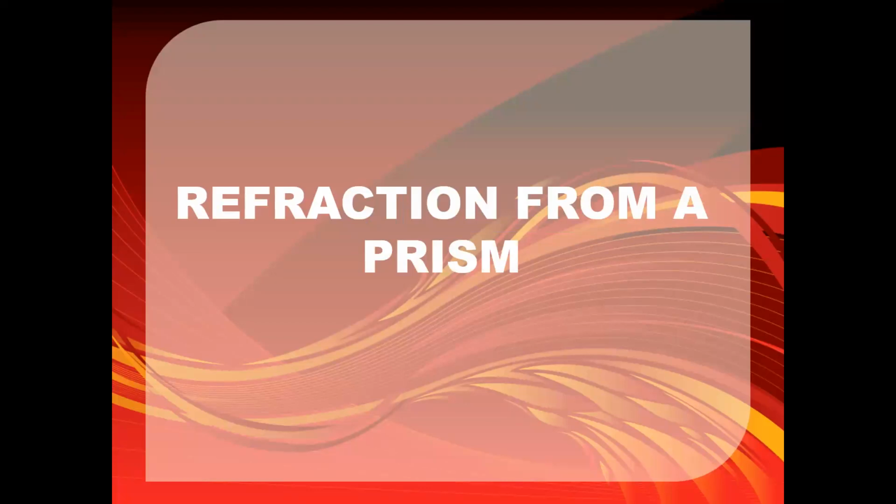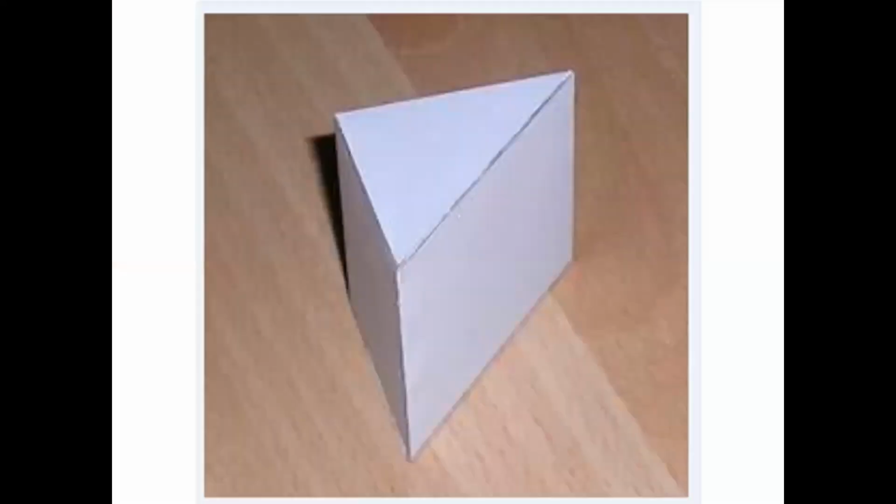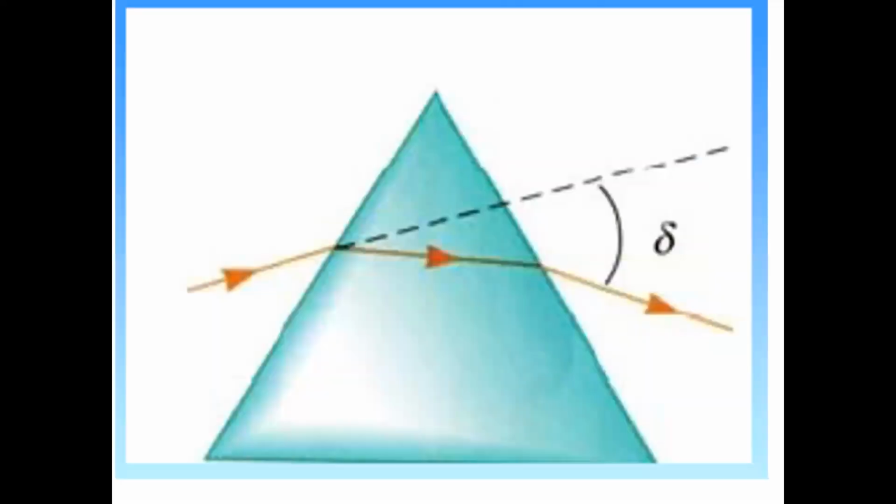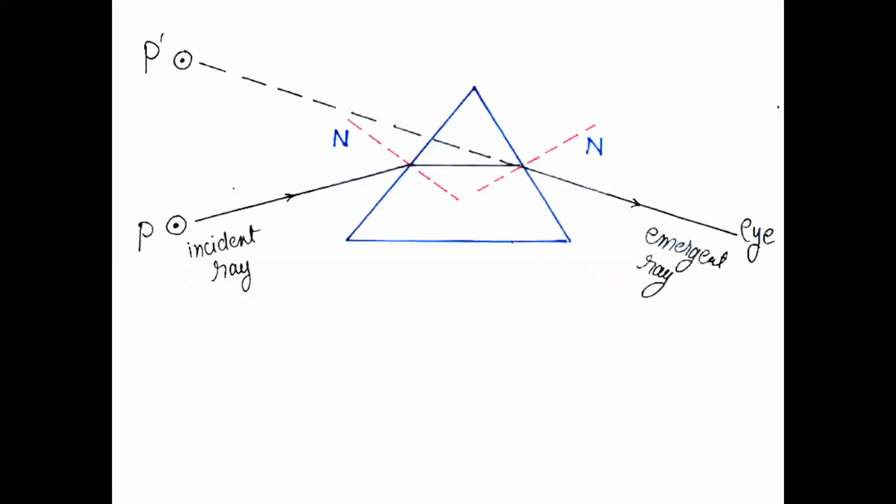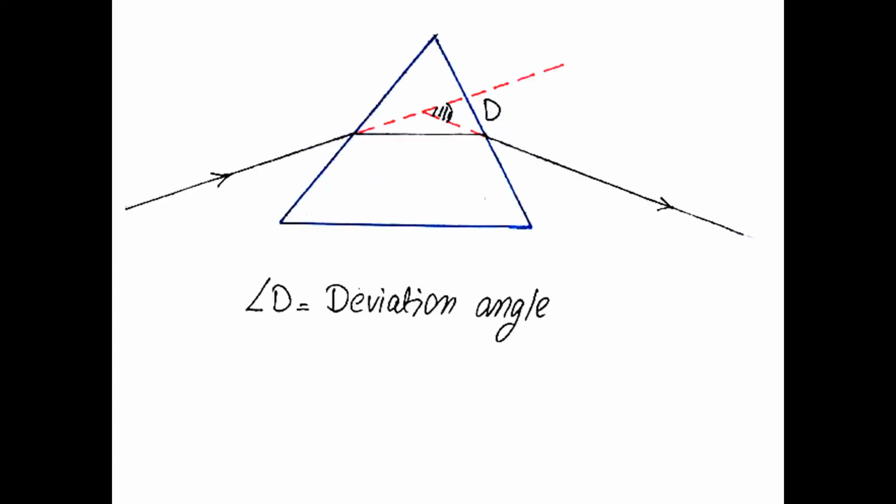Now, we had discussed in our previous class refraction from a prism. This is called a prism. When light passes through a prism, it refracts twice. First is called the incident ray and the second is called emergent ray. I hope you remember that. There was also a concept called angle of deviation.